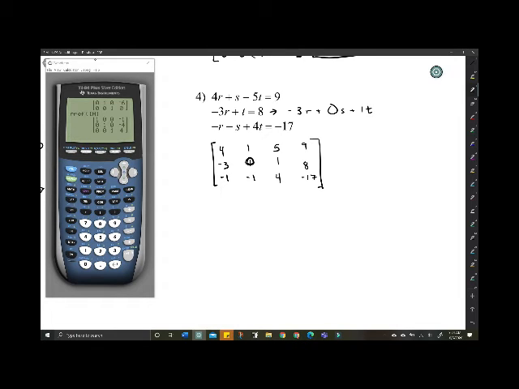Okay, so always check to see if your R, S, and T's or your variables are lined up. I'm going to just re-edit the matrix. 4, 1, 5, 9, -3, 0, 1, 8, -1, -1, 4, -17. Okay. Hey, real quick, I did just fix my matrix. I forgot to put a -5 in there, and it gave me a different answer. So -5. Be careful writing that. I'm trying to go too quick.